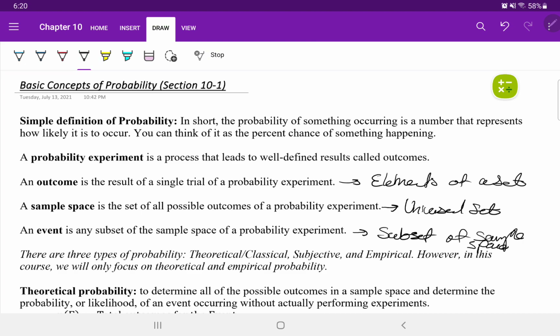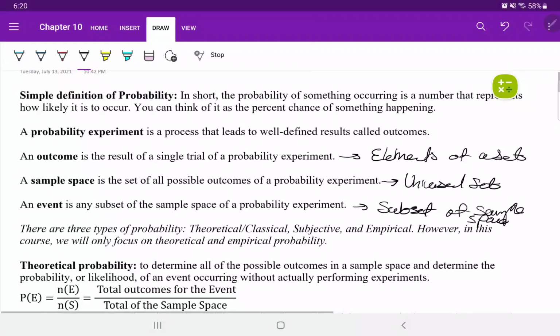There are three types of probability, but in this class, we're only going to focus on two. Mainly the first one that I'm going to discuss. The first type of probability is theoretical. The second type is subjective, and the third type is empirical. Before I explain theoretical and empirical, I want to go over subjective briefly. Subjective is more opinion-based, as having an educated guess.